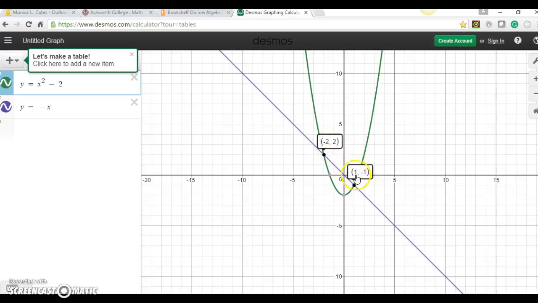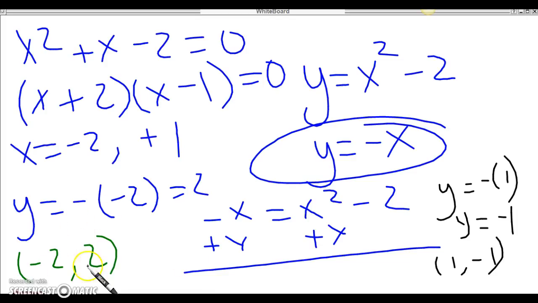Negative 2, 2, and 1, negative 1. I hope this helps.